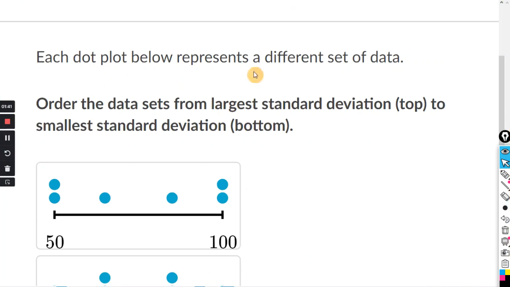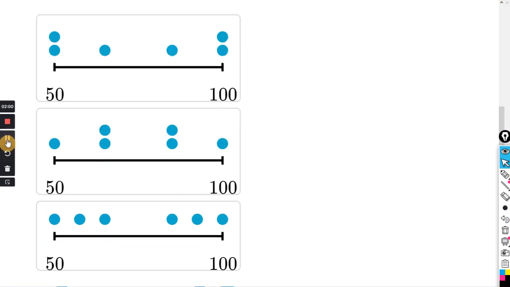Okay, each dot plot below represents a different set of data. Order the data sets from largest standard deviation on top to the smallest standard deviation on the bottom. So the ones that are more spread out will have the largest standard deviation. That one goes on top. All right, so we only have 3 data sets. And which one is the most spread out? Well, clearly we can see this one right here, because the dots are on the extreme low end and high end. You see that? So this one is more spread out. This one, the dots are closer to the center.